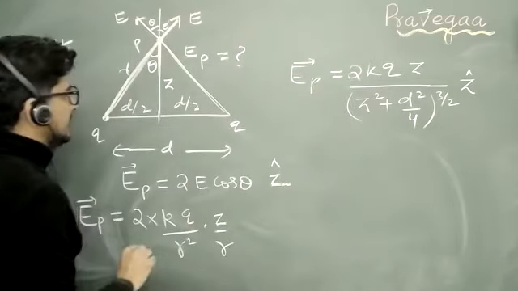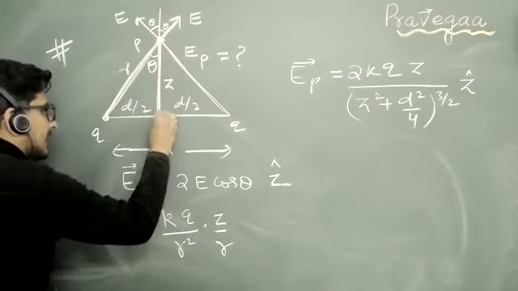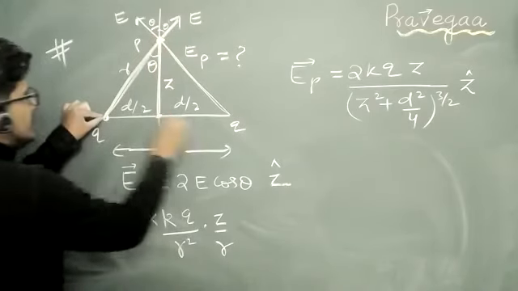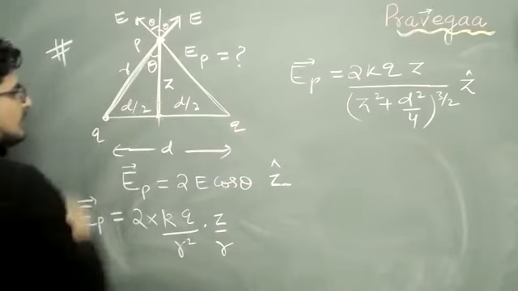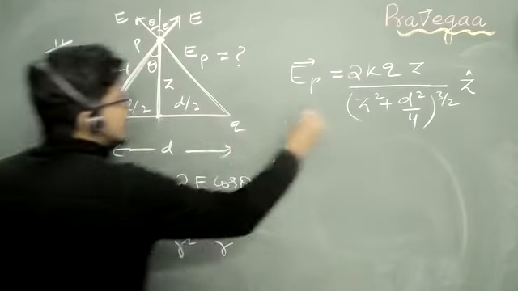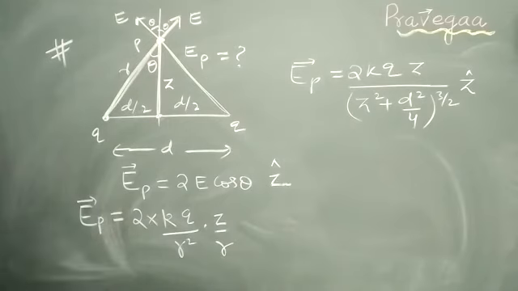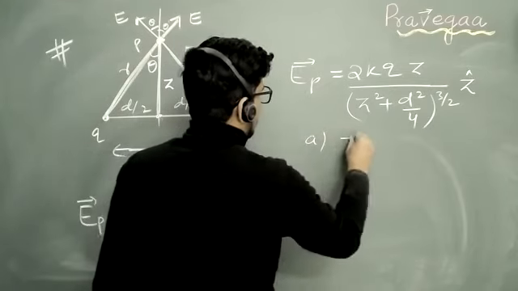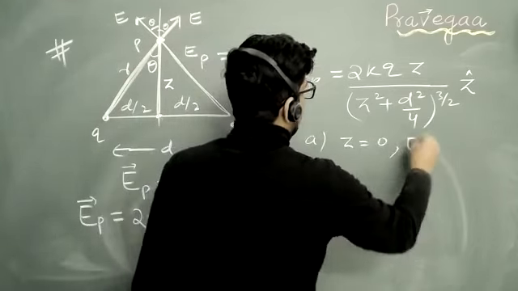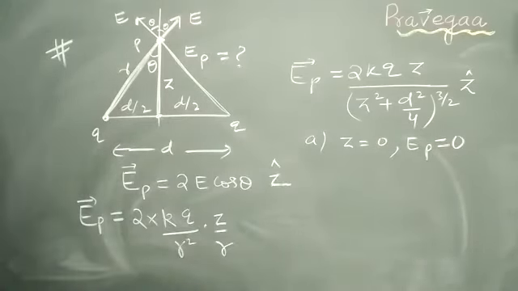Now see a funny thing. Let us bring this point P here. And we have done two charges and field here. What is the field here? 0. Put z is equal to 0, what will you get? EP is equal to 0. That we already knew. So for z is equal to 0, EP is equal to 0. Your result is verified. Correct?